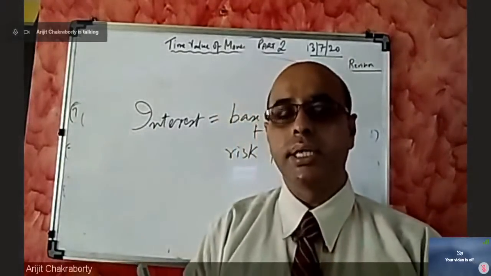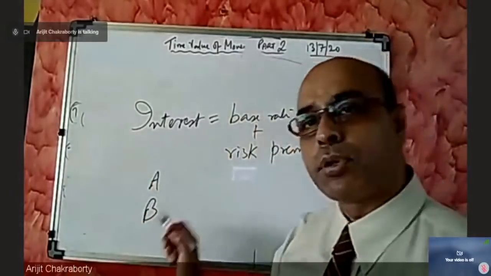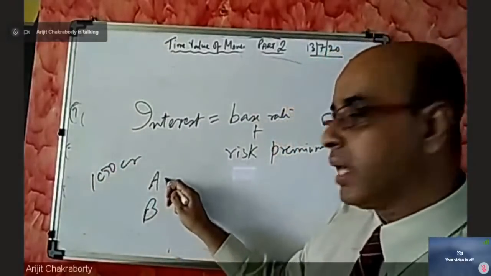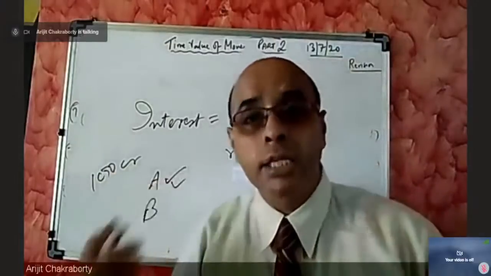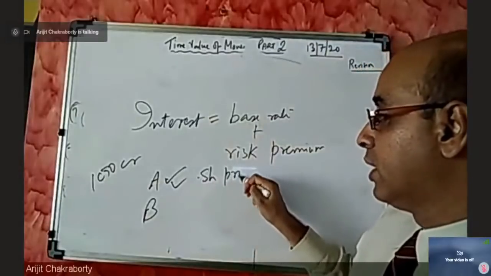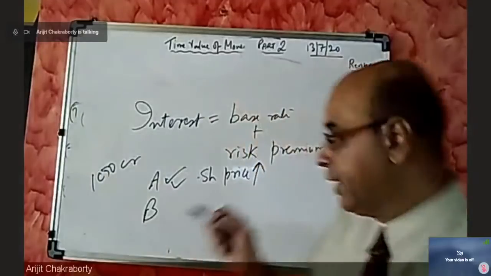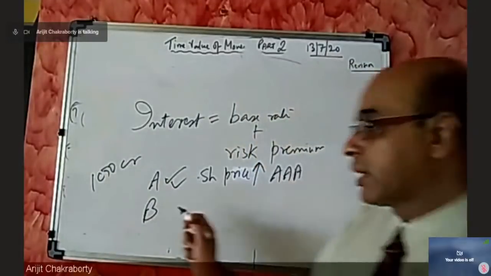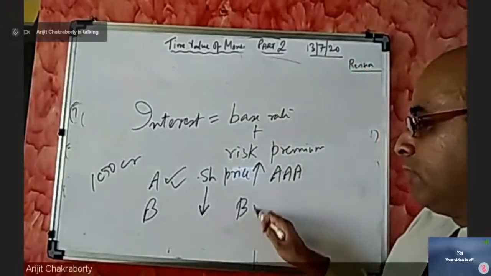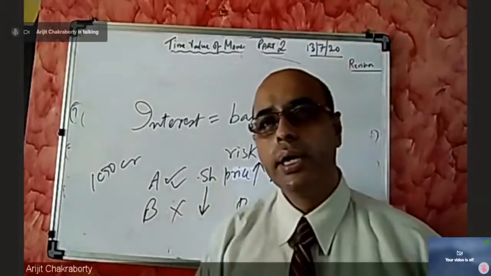There are two companies, company A and company B, for example, approaching a bank for a loan of 100 crore. Company A is very well known. The management of the company is very strong. Company A's share price is high. Company A has a high credit rating. It has a AAA credit rating. Company B has a low share price. Company B's credit rating is BB minus. And company B's management is not very good.